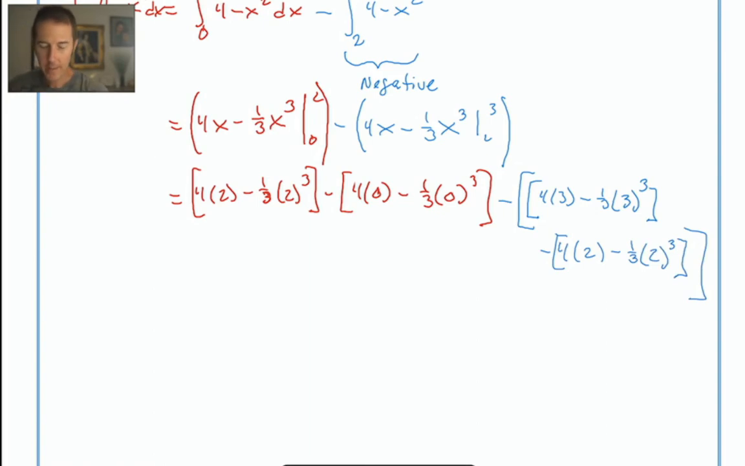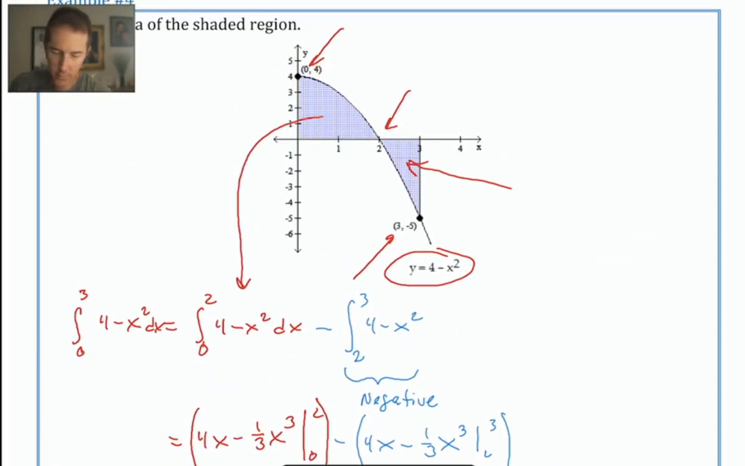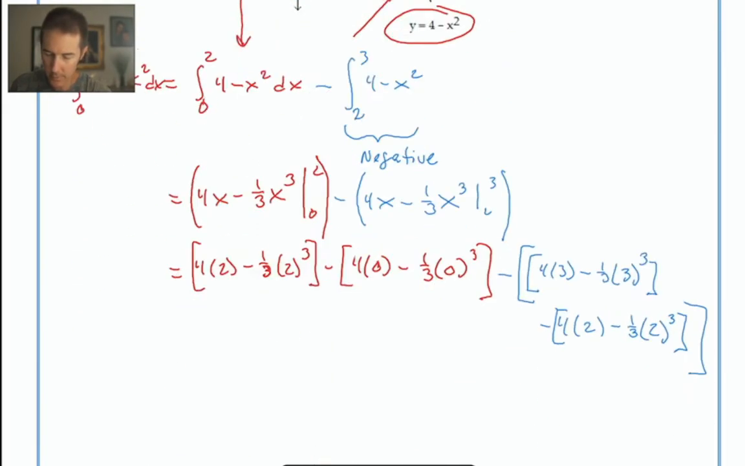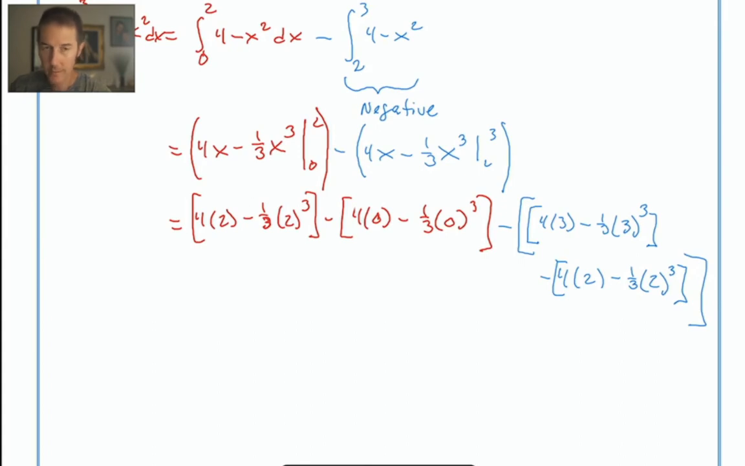All right, so in red, I have the area that's right here, and everything that I've written in blue is this area down here. That second area, the one that's below the x-axis, is going to be negative. By subtracting that negative, it ends up being a plus. Arithmetic. We've got 8 minus 8/3 minus 0 minus 0.